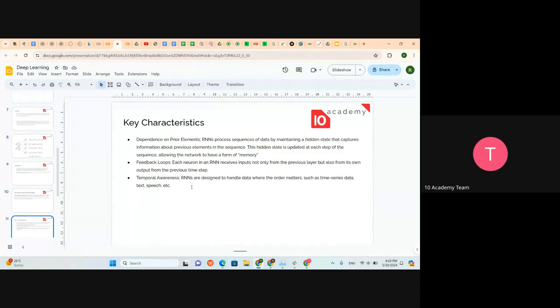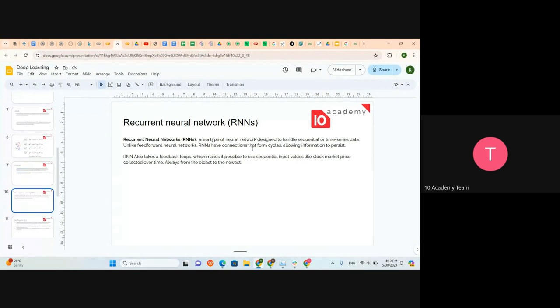RNNs are designed to handle data where the order matters. Yes, the order matters, which means we always start from the oldest to the newest. The oldest data is fed first, and then the newest continues. That should be the sequence of the data that we're going to use.